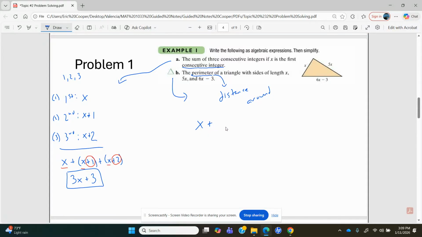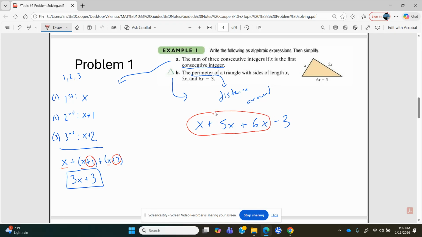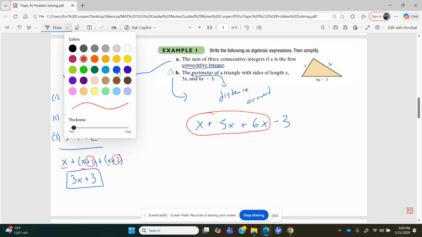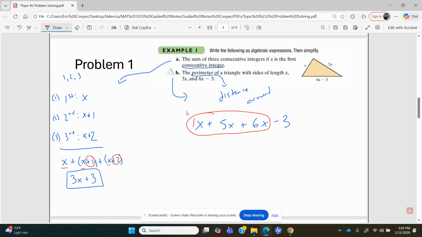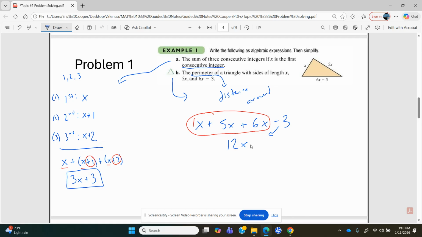Side 1 is x, side 2 is 5x, and side 3 is 6x minus 3. We'll go through and identify like terms, and the like terms we have in this case are x plus 5x plus 6x. The minus 3 doesn't have anything to combine with, so we'll just drop it down at the end. We can write a 1x here to remember that this is really 1x. But now I've got 1x plus 5x plus 6x, which gives me 12x. The negative 3 doesn't combine, so we'll drop it down. And this is the algebraic expression, 12x minus 3. This represents the perimeter of this triangle here.